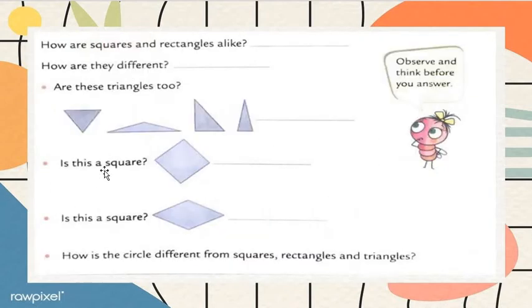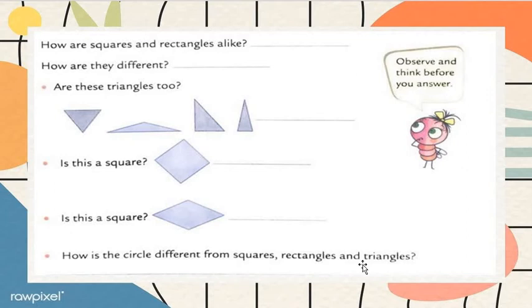Okay, my dear students, is this a square? Yes. Is this a square? No, this is not a square. How is the circle different from the square, rectangle and triangle? The circle has no corner and no side, but the rectangle, square and triangle have sides and corners. A square has 4 sides and 4 corners.